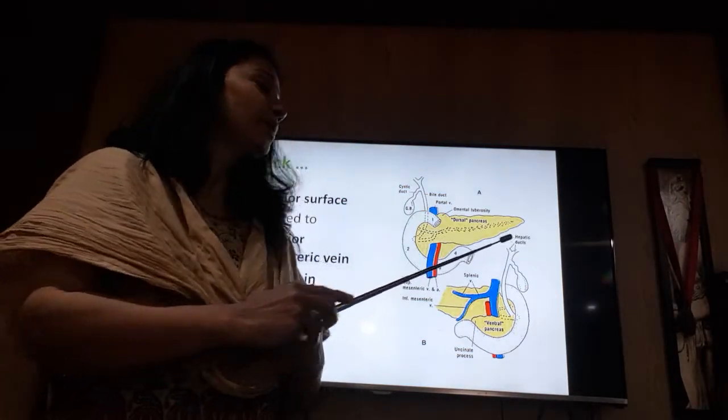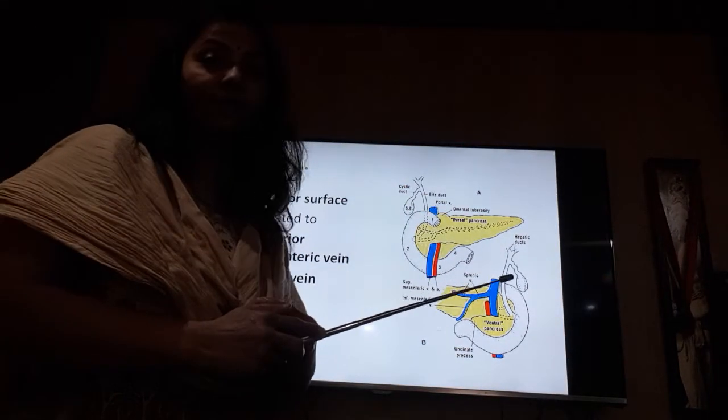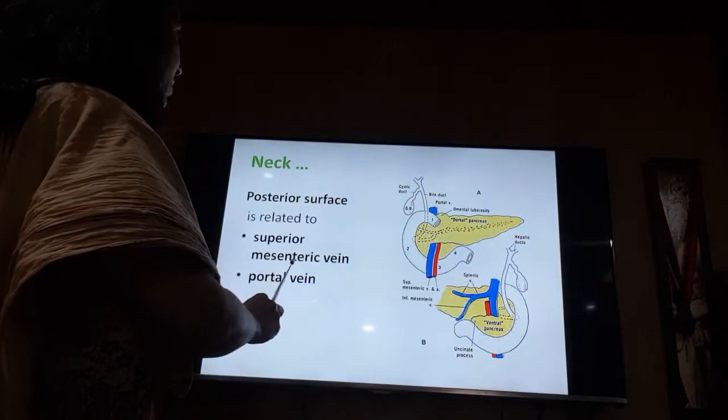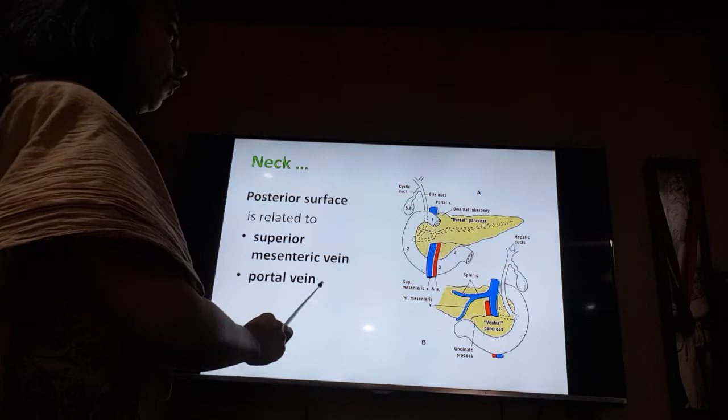Anteriorly it was related to the peritoneum of the lesser sac and the pylorus, and posteriorly to the superior mesenteric vein and portal vein.